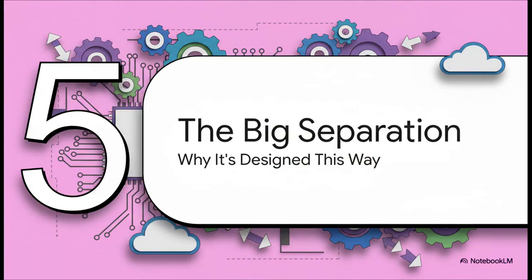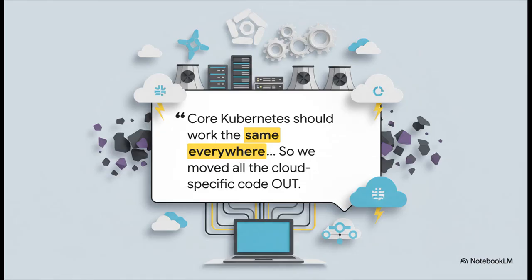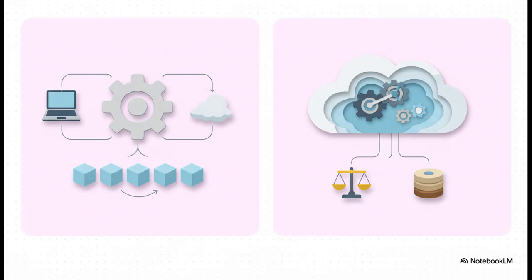So this brings up a really important question. Why is Kubernetes designed this way? I mean, why not just build all this specific cloud logic directly into the main Kubernetes code? It all comes down to a really smart core architectural decision. The folks who created Kubernetes wanted the core of the project to be totally generic. It should work exactly the same on a developer's laptop as it does in a giant data center. And to do that, they made the brilliant move to pull all of that cloud-specific code out into its own separate thing. And this gives you this beautiful, clean separation of duties.